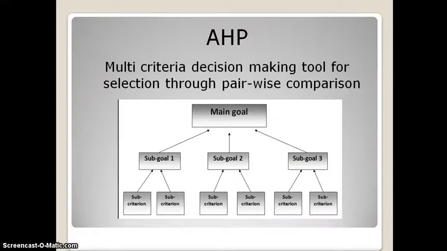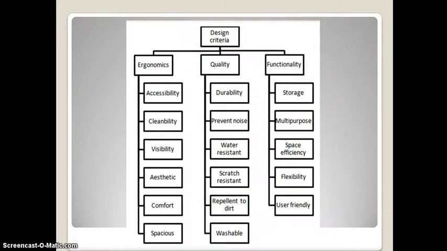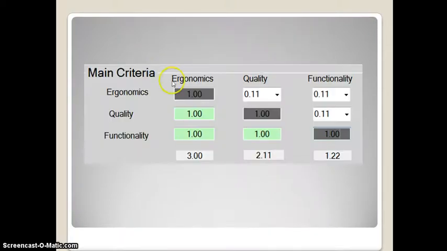AHP, or Analytical Hierarchy Process, is a multi-criteria decision-making tool which structures the criteria like a tree. There are the objective at the top of the hierarchy, main criteria in the middle, and sub-criteria at the bottom. So in this category of car interior, 3 main criteria were selected: ergonomics, quality and functionality, with 6 sub-criteria under each main criterion.